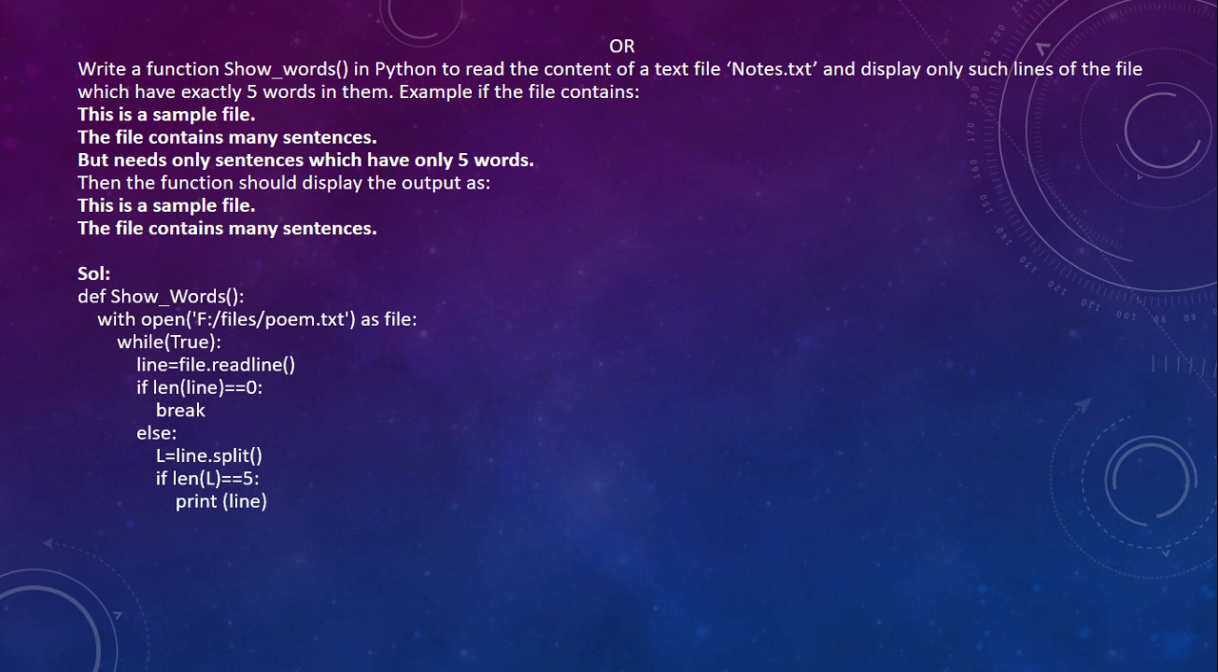Otherwise, that line is split to form a list of words. Then it is checked if the length of that list is 5, then we are printing the line. Okay, so this is the code. I hope you understand.